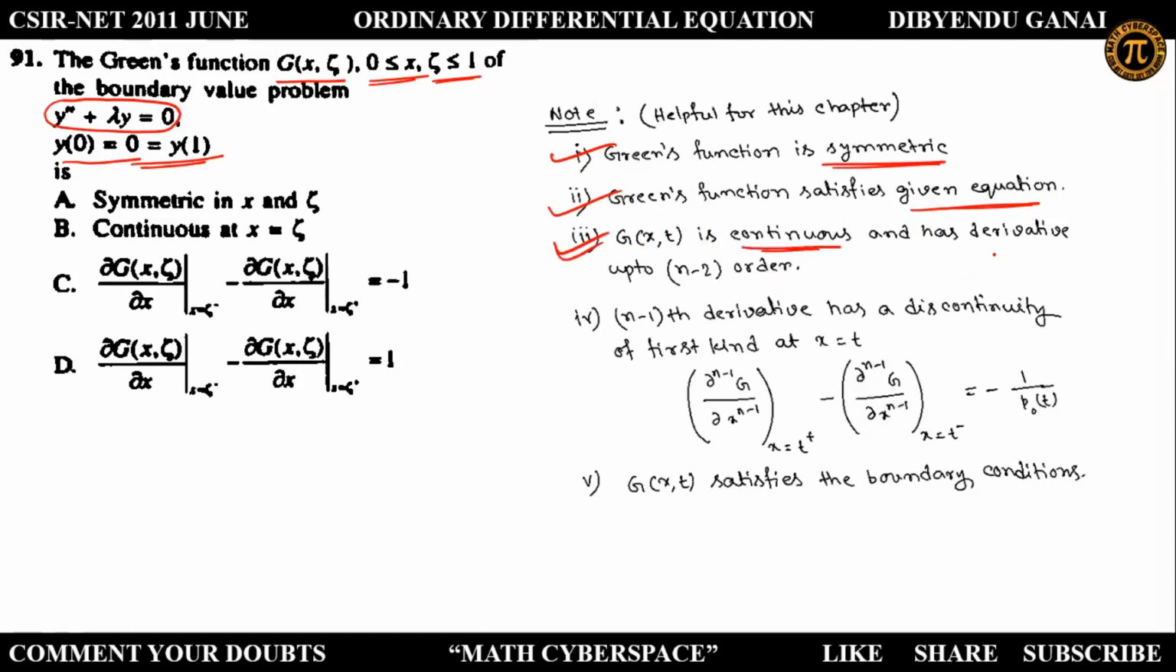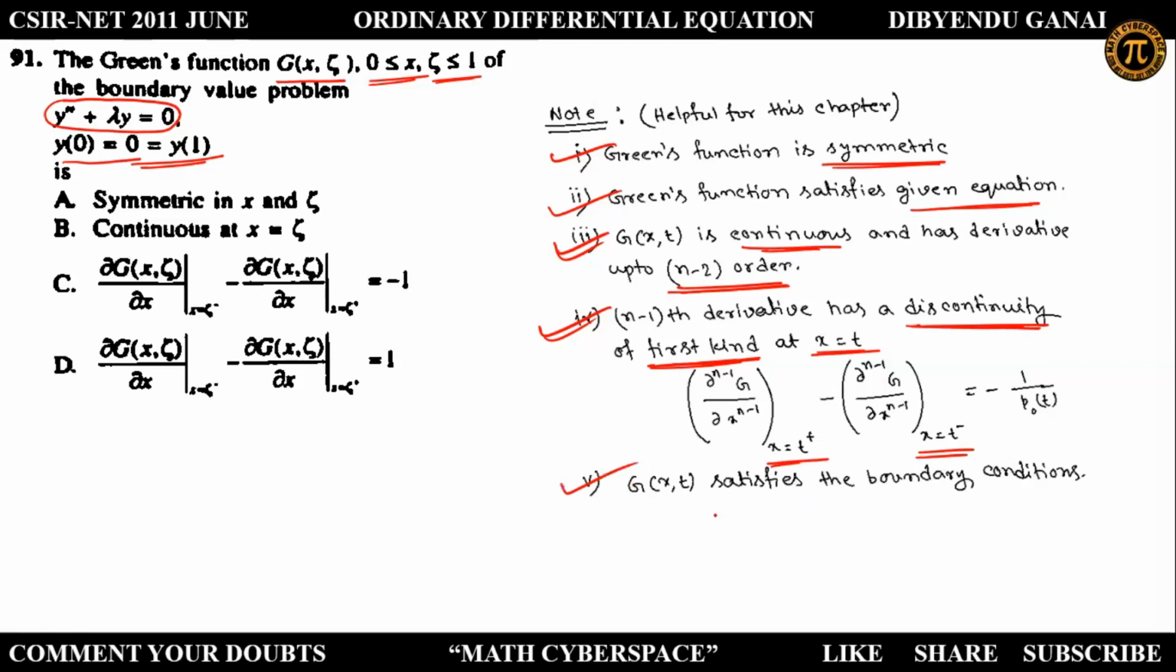Number three, G(x, t) is continuous and has derivatives up to n minus 2 order, if the equation is of nth order, right? Number four, the n minus 1th derivative has a discontinuity of first kind at x equals t. That means del n minus 1 G del x n minus 1 at x equals t plus, minus del n minus 1 G del x n minus 1 at x equals t minus, will be minus 1 by p0(t), right?